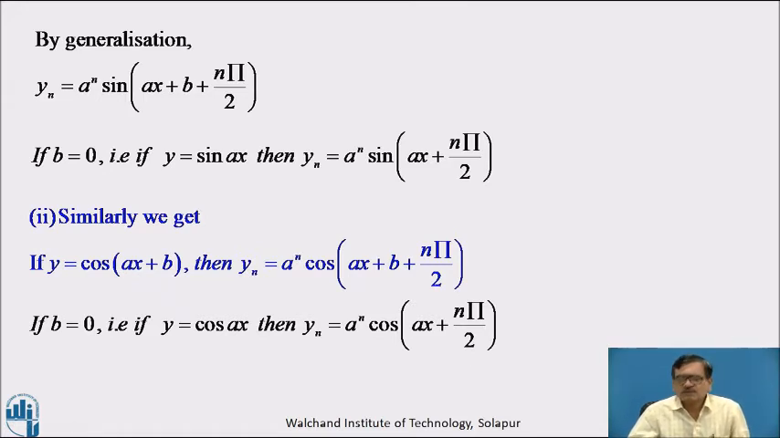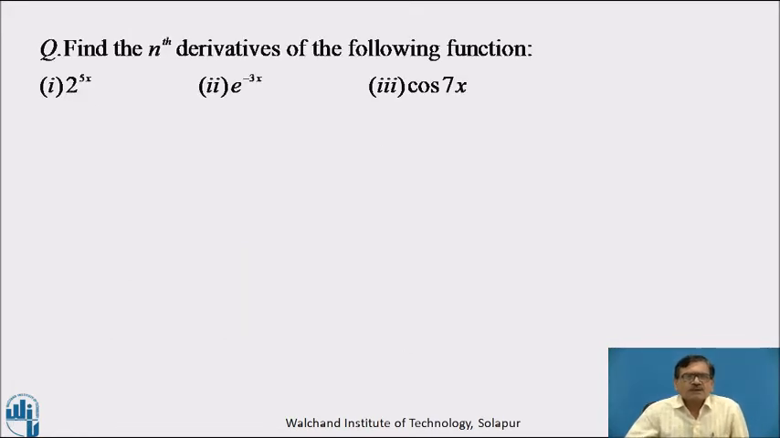Now these are the formulas of exponential and trigonometric functions. Now pause the video for a while and find the nth derivatives of the following functions. First one is 2 raised to 5x, second one is e raised to minus 3x, and third one is cos 7x. Now find the nth derivative of all these three.